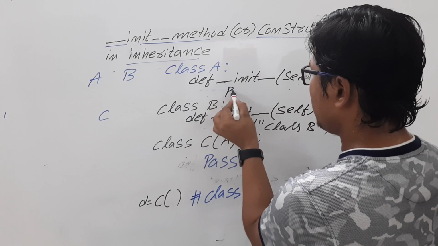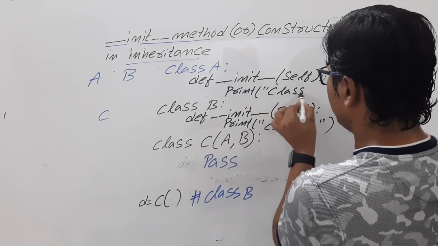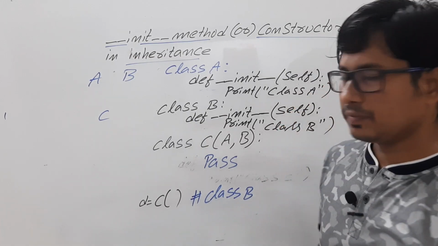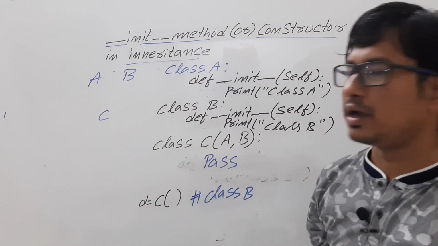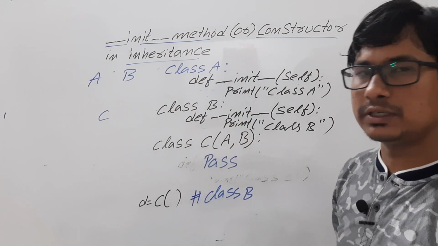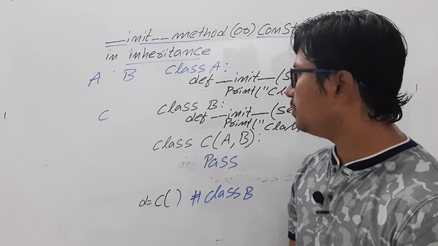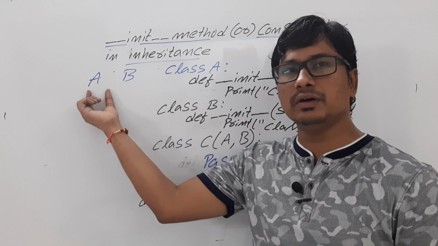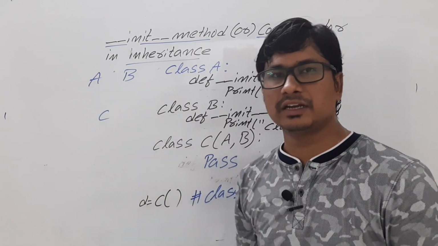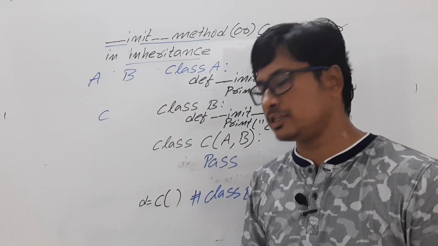Let's take that I have print class A. I hope you are able to understand whatever I am writing. You have a class A. In class A you have the init method. Class B also has an init method. Class C does not have the init method. Now class C is the child class for both the parents, class A and class B. So class C will inherit the properties from class A and class B.